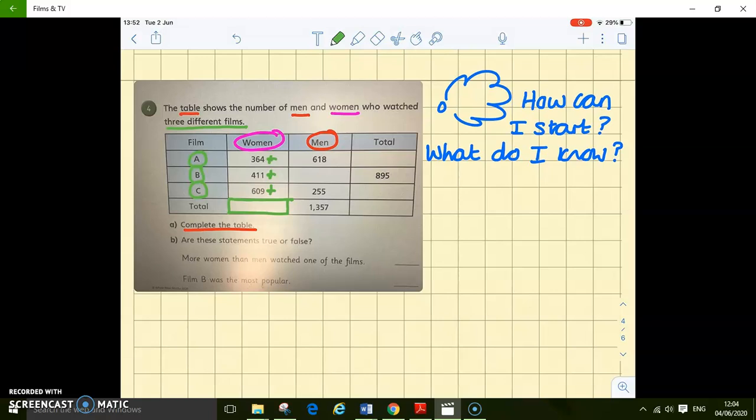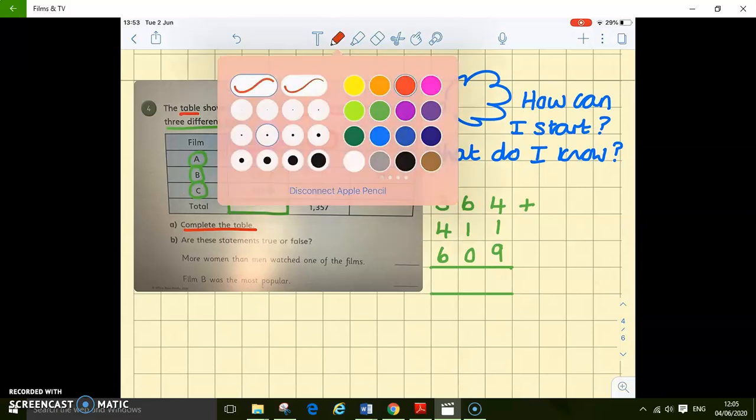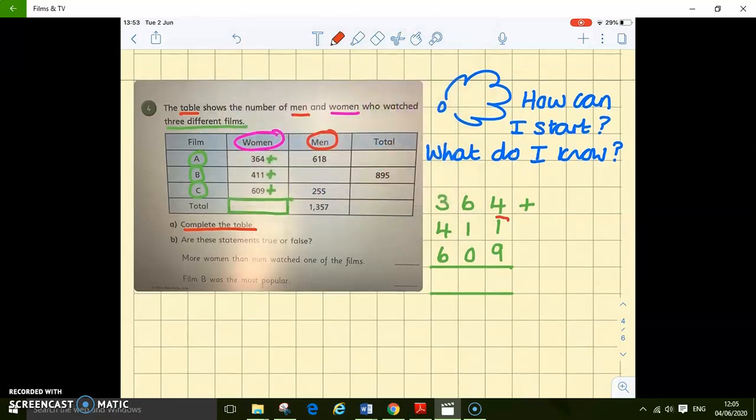So I've got three 3-digit numbers. I've got 364, 411 and 609. So I'm going to do myself a column addition. It's a little while since we've done one of these, so I've got to make sure I've lined my columns up.